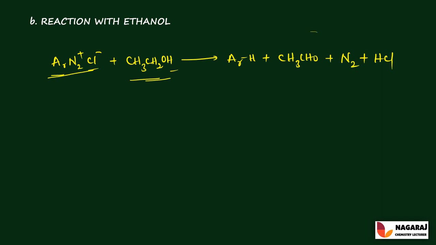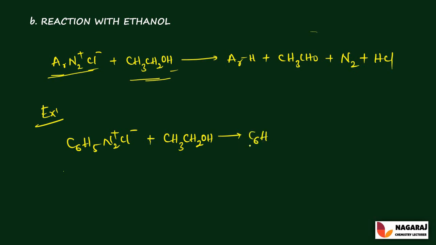That is, arene diazonium chlorides react with alcohols, and the alcohols are converted into aldehydes. When arene diazonium chloride is treated with a mild reducing agent like ethanol, it gives arenes. For example, C6H5N2+Cl-, benzene diazonium chloride, treated with ethanol, CH3CH2OH, gives C6H6, plus N2 gas is eliminated, and H combines with Cl to give HCl, plus one byproduct, the ethanol converted into aldehyde, CH3CHO.